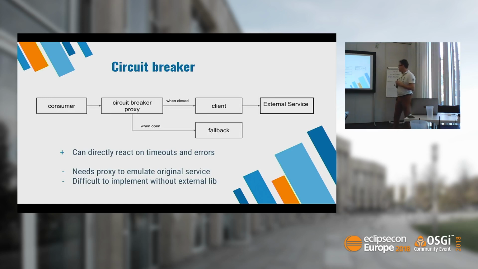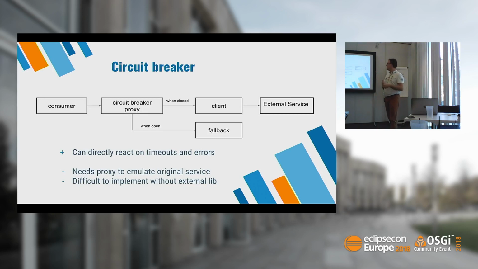So typically a circuit breaker is done like a proxy. For the consumer, it looks like the interface of the client you want to use, but it is in between. It works on every call you do, and from timeouts or from errors you return, it determines if it should be closed or open, and when to close. The good thing in the circuit breaker pattern is it can directly react on timeouts and errors as they appear, but you always have this ugly proxy in between where every call has to go through.